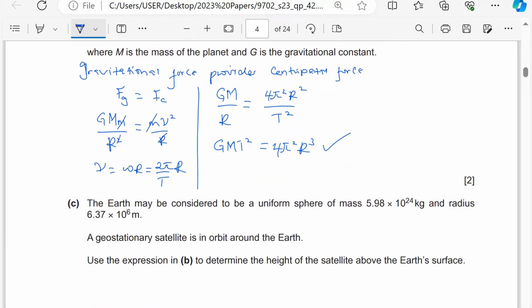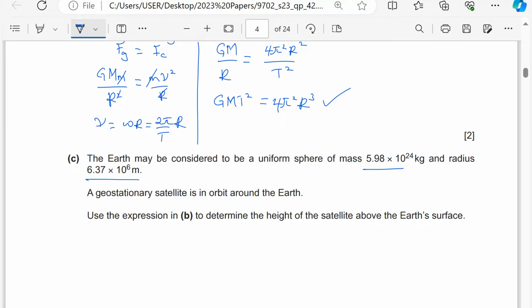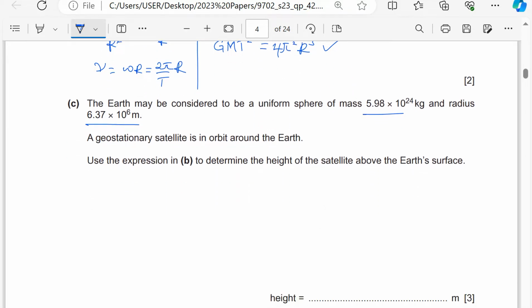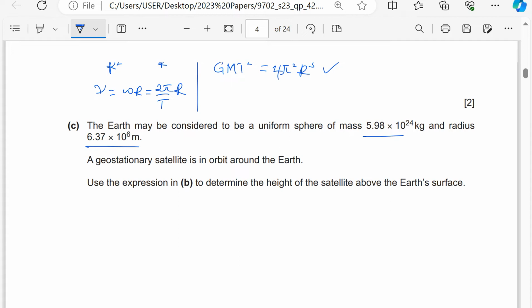Earth may be considered to be a uniform sphere of mass 5.98 times 10 to the power of 24 and the radius 6.37 times 10 to the power of 6. A geostationary satellite is in orbit around the Earth. Use the expression to determine the height of the satellite above the Earth. Okay, so we can find the radius of the orbit by simply, we have already seen that 4 pi squared times r cubed is equal to G M t squared.